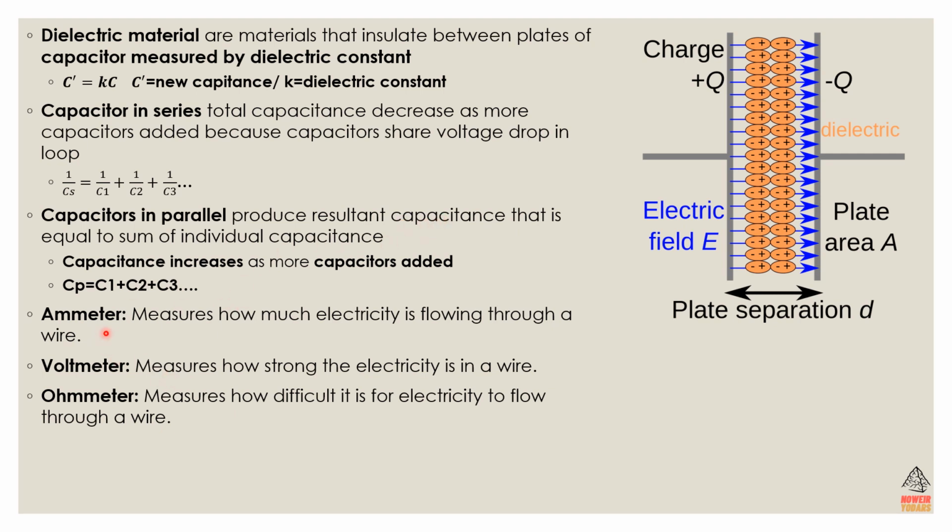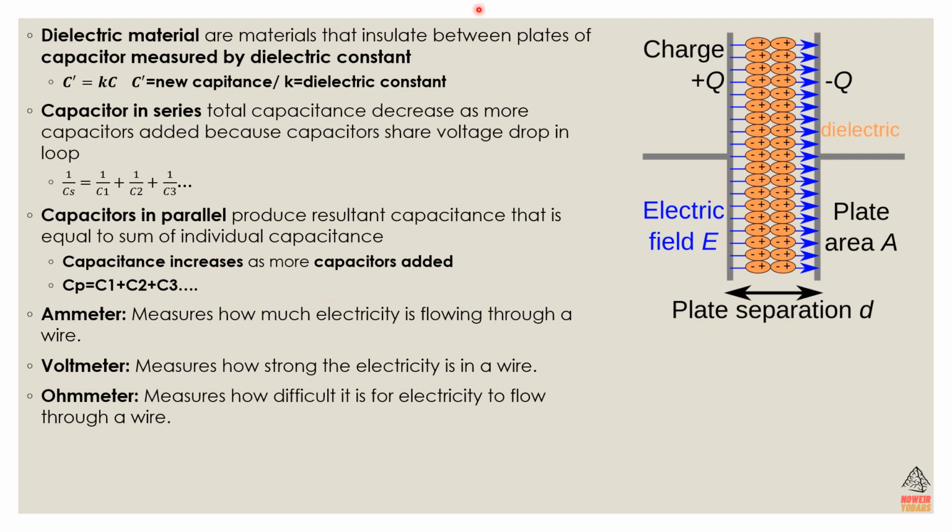Next we have the ammeter, voltmeter, and ohmmeter. The ammeter basically measures how much electricity is flowing through a wire. It is connected in series with the circuit, meaning all the current flowing through the circuit flows through the ammeter, and it has low resistance. It kind of doesn't have any effect on the circuit.